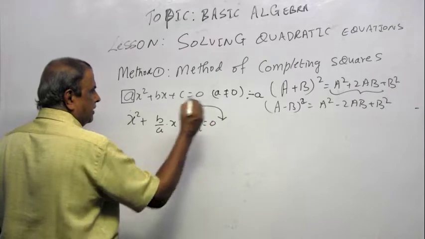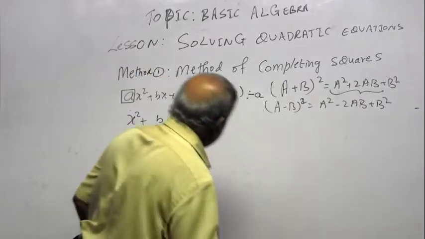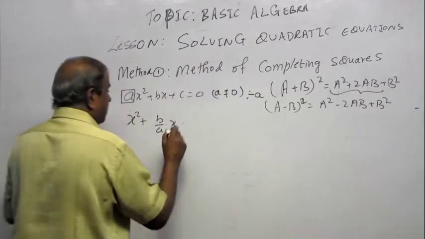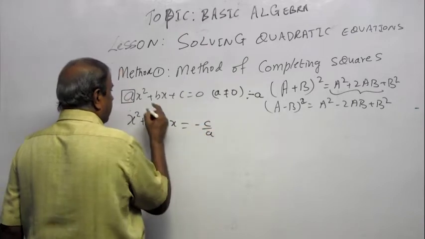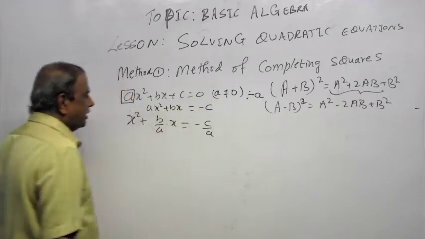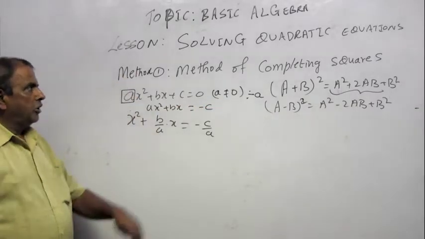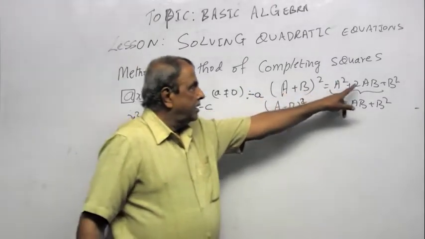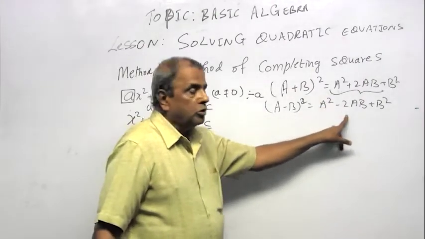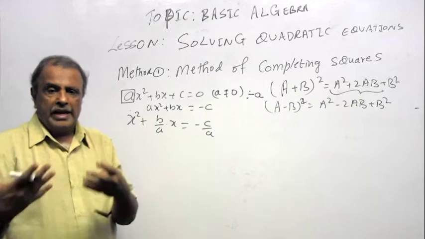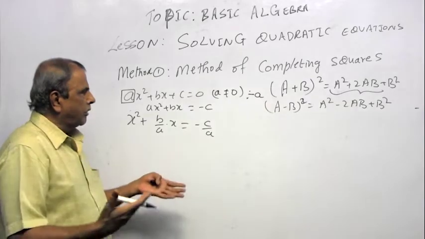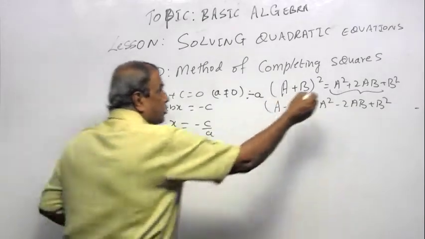Take this to the other side and write, instead of writing c over a equal to 0, I will rewrite this as is equal to minus c over a. That means I straight away, before division, take the constant term to the other side. When you look at (a plus b) whole squared, I have a 2. When I look at (a minus b) whole squared, I also have a 2. That means if you want to use (a plus b) whole squared or (a minus b) whole squared, you need a 2.